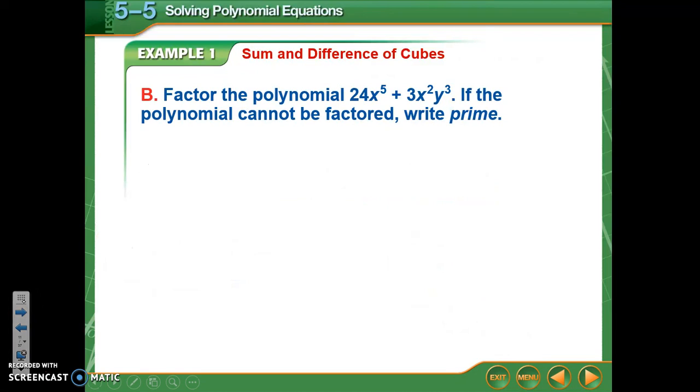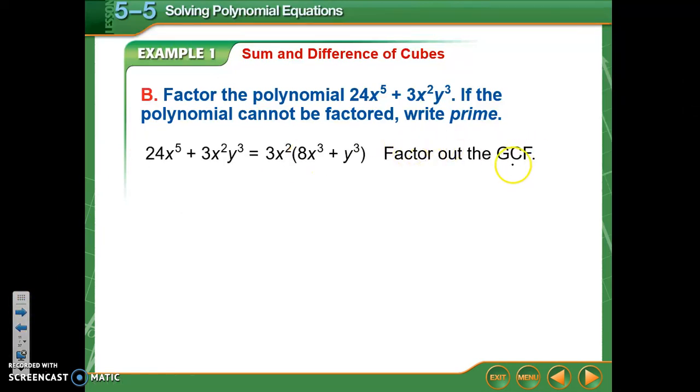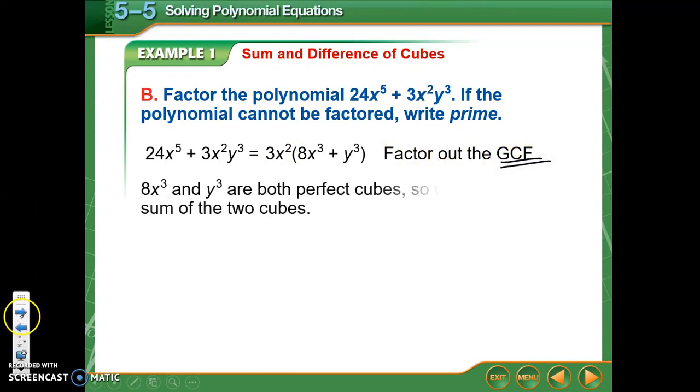Here's an example of one where we are going to be able to apply the sum of cubes, but after a first step. So remember that when we're factoring, we always look for a GCF first. So here we have the GCF of 3x squared, and they factored that out. And look what's left over in here, 8x cubed plus y cubed. Both of these are perfect cubes. 8 is 2 cubed. X cubed is x cubed, so that whole thing is 2x quantity cubed, and y cubed is, of course, a perfect cube.